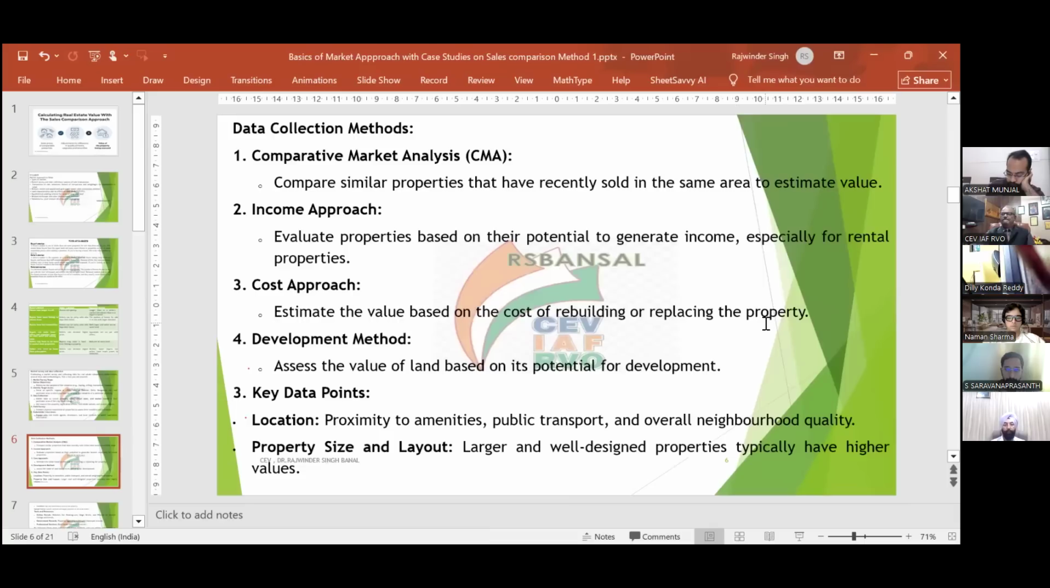Next is, what are the different data collection methods, how can you collect the data? What is the methodology involved in collection of data? First thing is comparative market analysis. As we have already discussed, compare similar properties that have been recently sold in the same area.